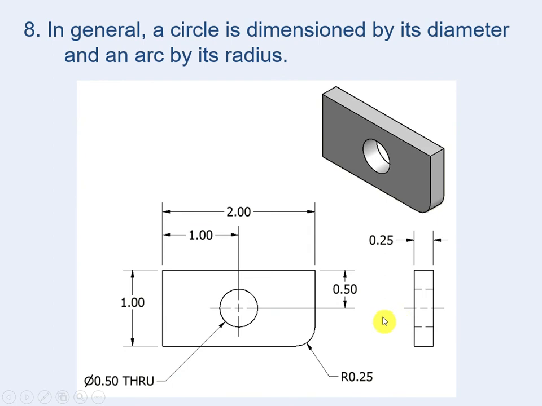In general, a circle, guys, is dimensioned by its diameter, and the arc by its radius. So this is a full circle. You should write the diameter. This is part of a circle, which is an arc. Write the radius in general, guys.